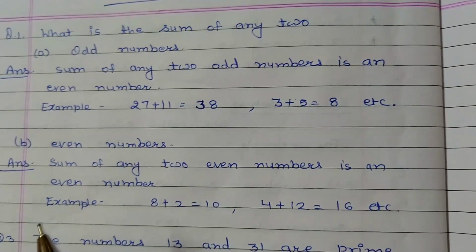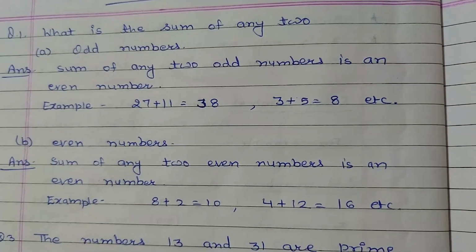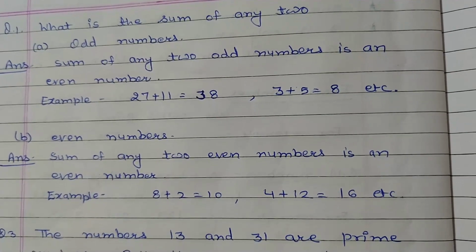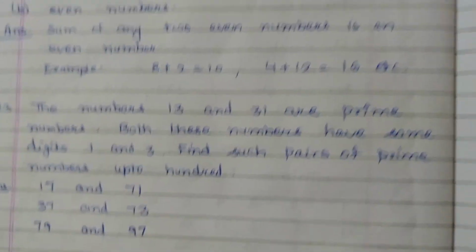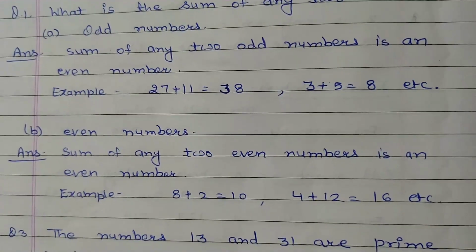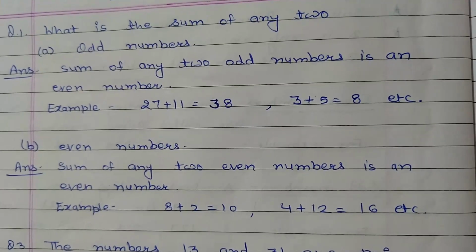So whether you add both odd numbers or both even numbers, you get an even number only. But remember, if you add an odd number and an even number, then you will get an odd number.